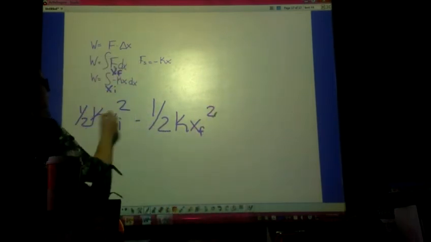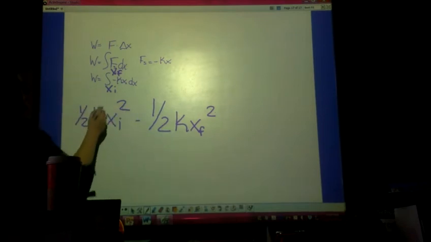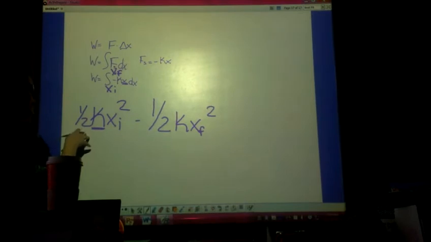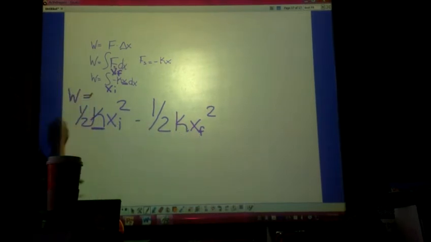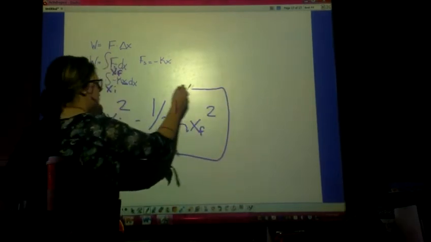So I'm integrating both pieces of this. I got this just by integrating x, and k's in here because it's a constant. I needed to include that in here. Then I also did the same thing to the final. So if I want to find the work done by a spring, then it's going to be this equation here.